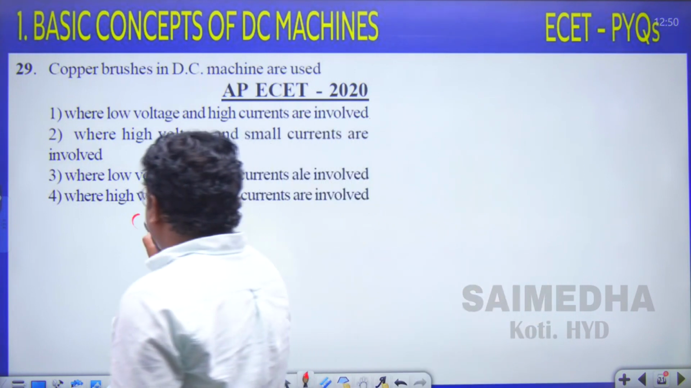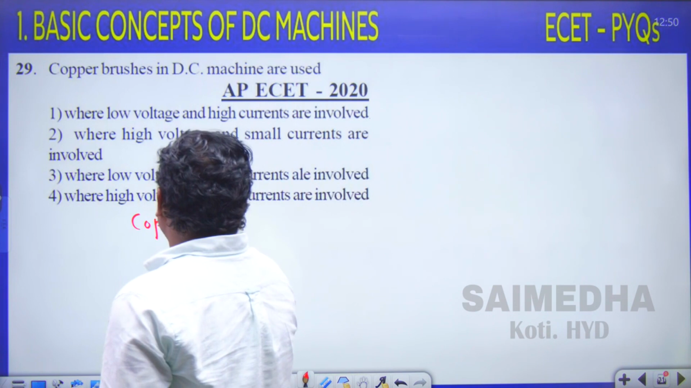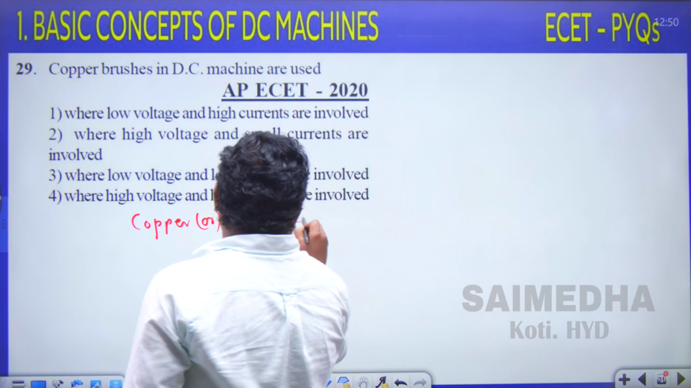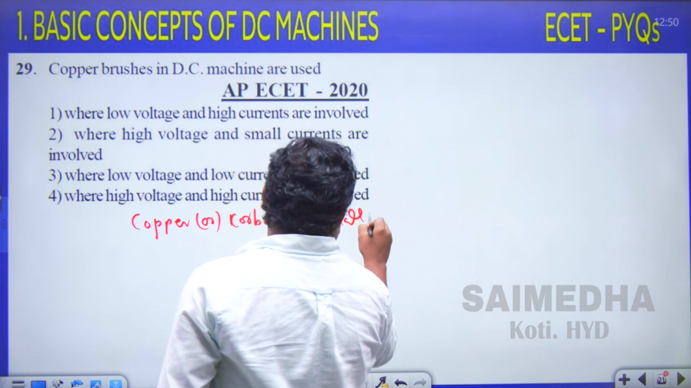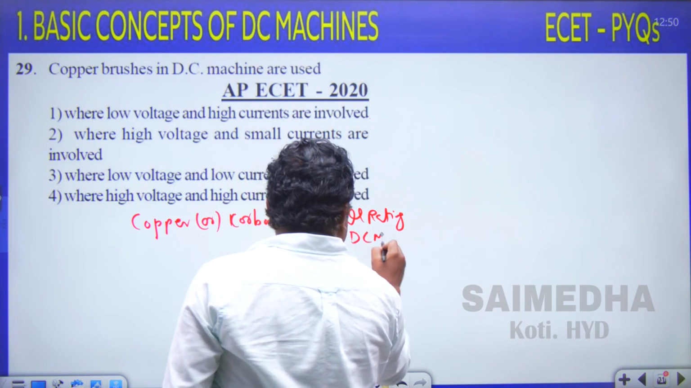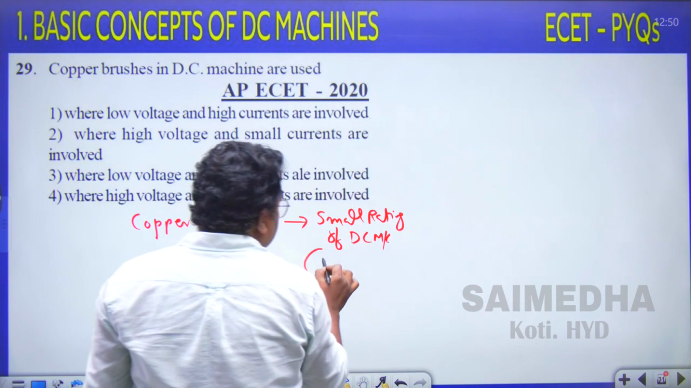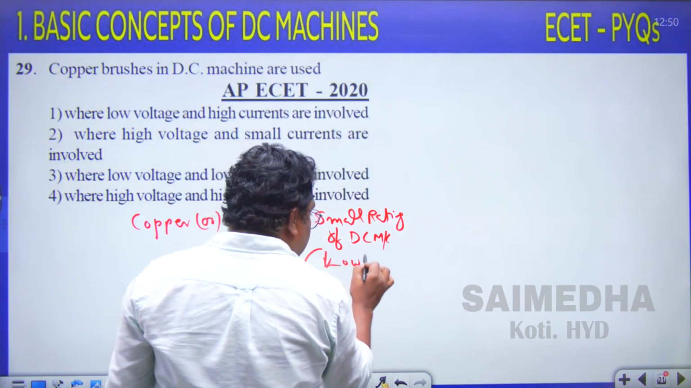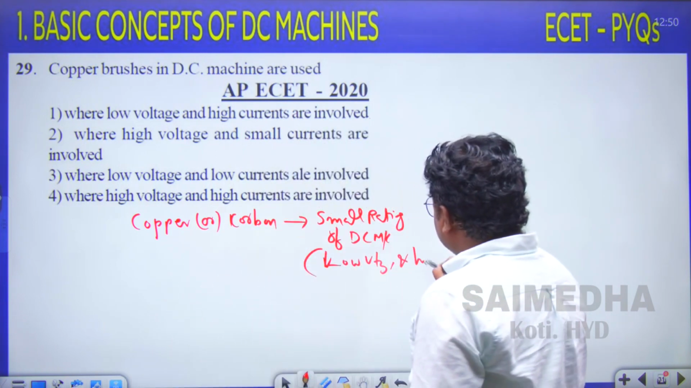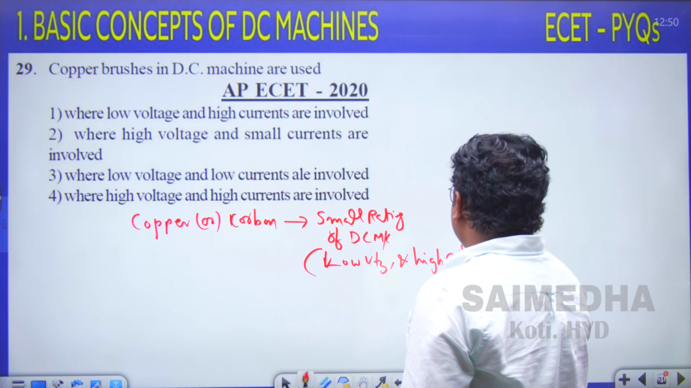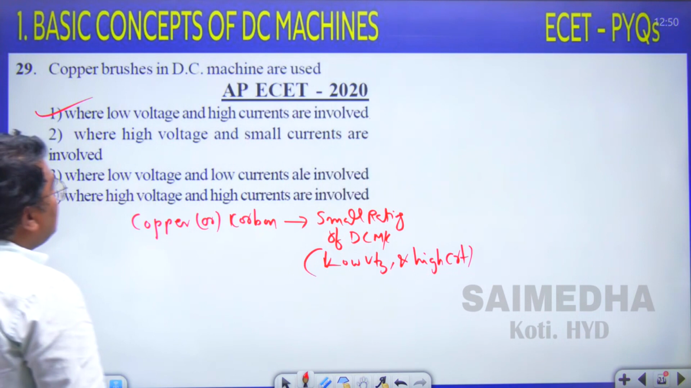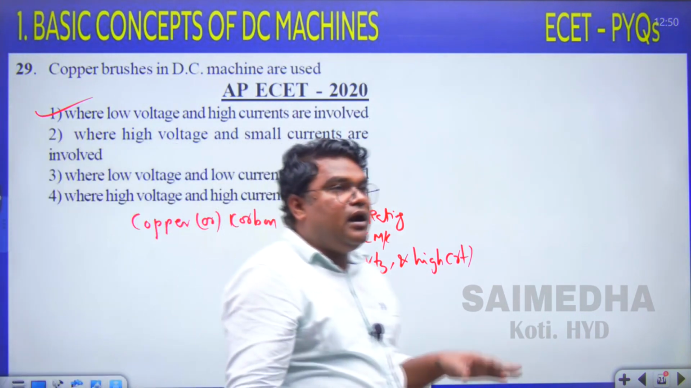Now, these copper or carbon brushes are used for small ratings. The small rating of the DC machine means low voltage, and this is a low voltage and high current application. So the answer for this question, option 1, is correct: the low voltage and high current rating.